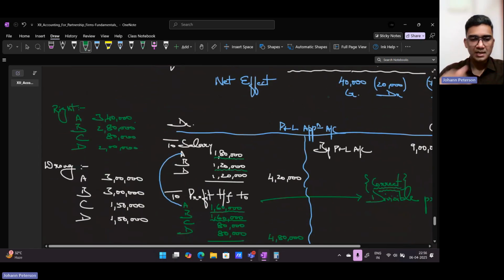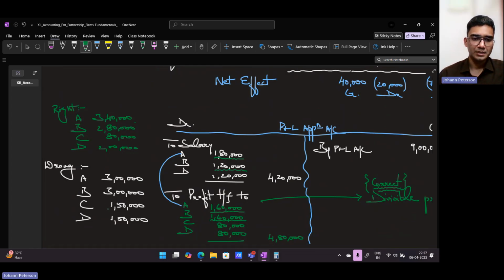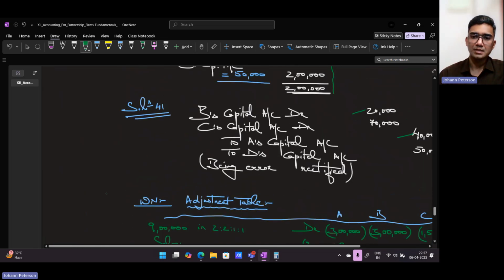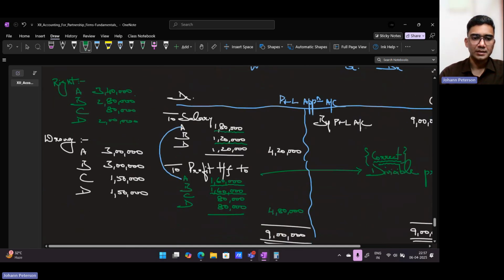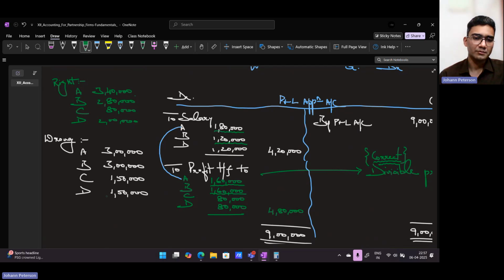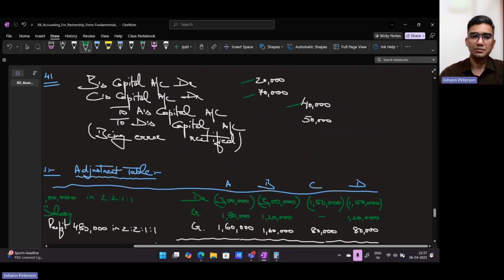Let's look at C. C has got correctly 80,000, but in the wrong way, he's got 150. That is to say, he's got 70,000 extra. So again, we have to take back from C. So C's capital account will be debited by 70,000. And let's look at D. D has got correctly 2 lakh, but wrongly he's got 150. So therefore, if I have to give him 2 lakh, I have to credit him by 50,000. So D's capital account will be credited by 50,000.